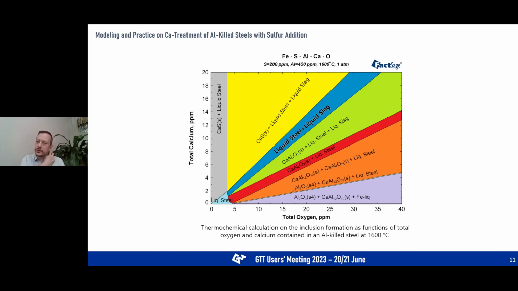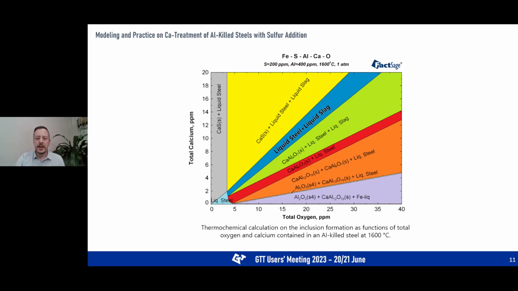We know that calcium content in high sulfur containing steels should be limited to avoid precipitation of solid calcium sulfide, which brings a nozzle clogging problem too. Here you see that the figure shows the inclusion diagram for the iron, sulfur, aluminum, calcium, oxygen system at 1600 degrees Celsius. In this calculation, as you see in the graph, sulfur is 200 ppm, aluminum is 400 ppm, the y-axis is the total calcium and the x-axis is total oxygen in ppm.